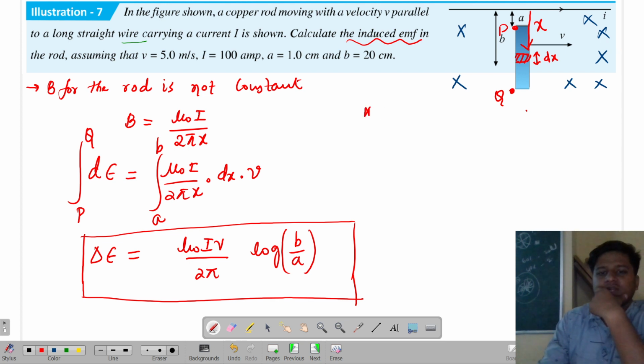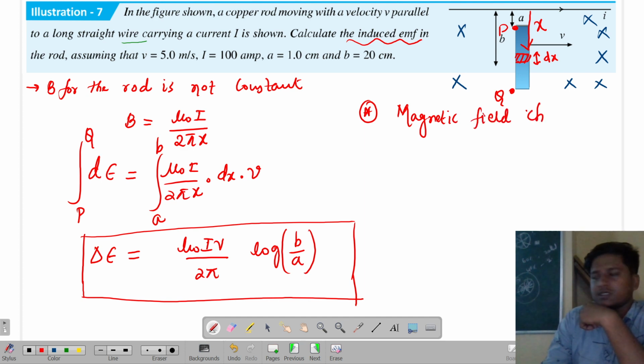So you can write over here magnetic field changes. Who is that? Huh? Who is? Amulya, come over here. Magnetic field changes when the distance.